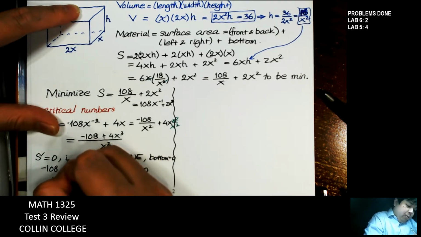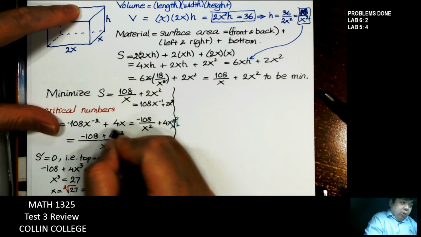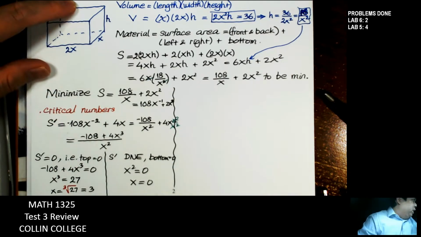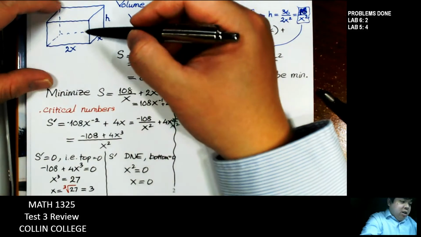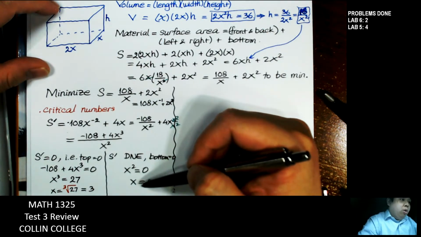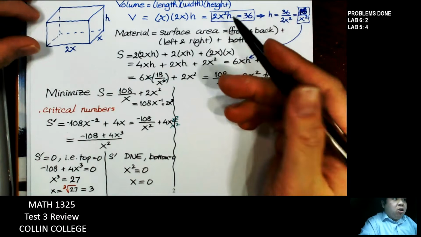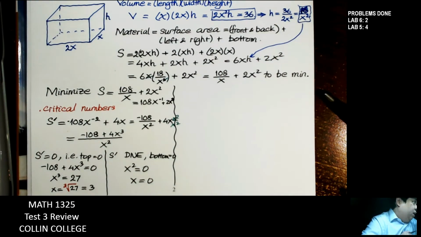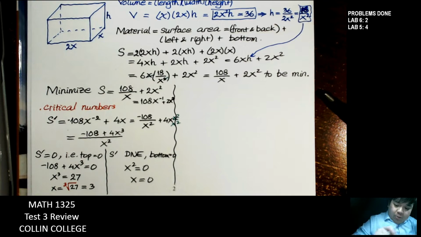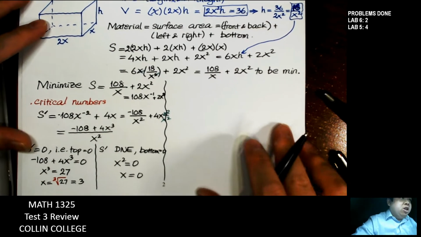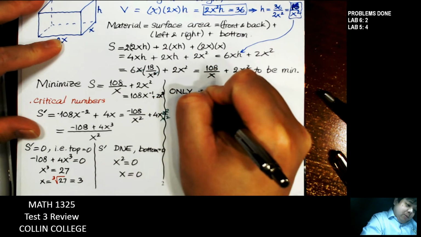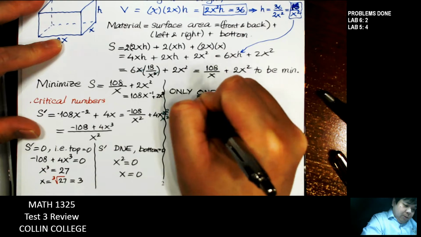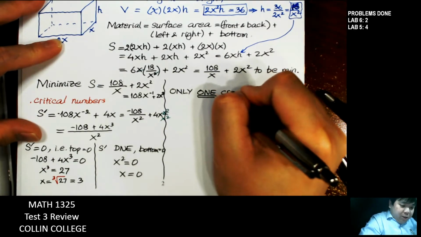x squared equal to 0, that's the bottom, so we have x equal to 0. So derivative equal to 0 means the top is 0, and we let the top equal to 0, and we have x equal to 3. Bottom, x equal to 0. One thing though, since this is a dimension, x cannot be equal to 0, otherwise we cannot have the box. So the only value we have is 3, and that is very important. Let me just write that fact out before we continue.